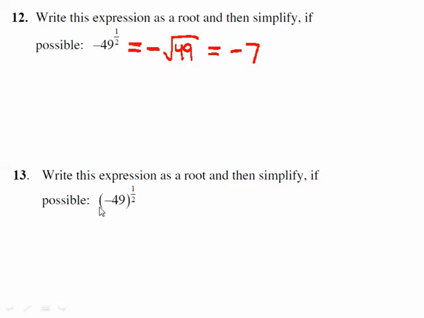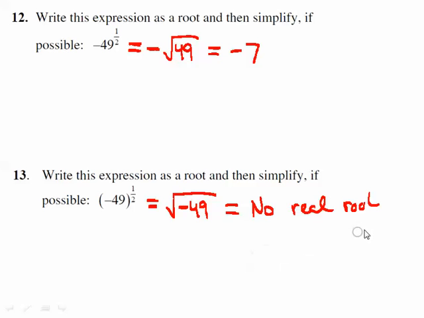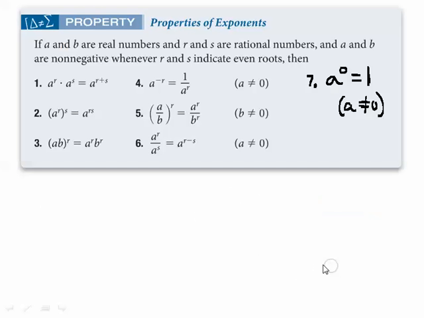Okay, going down here, now with the parentheses, that means the 1/2 is acting on the -49, which makes the square root of a -49. And the answer to this one? Perfect, no real root. Again, in online homework, you just put DNE.